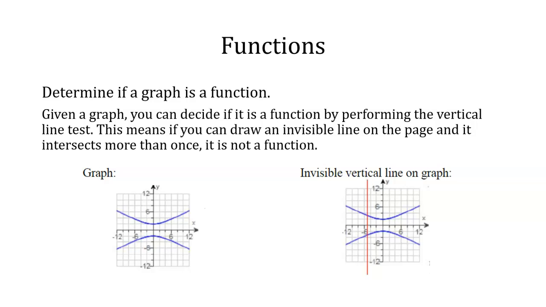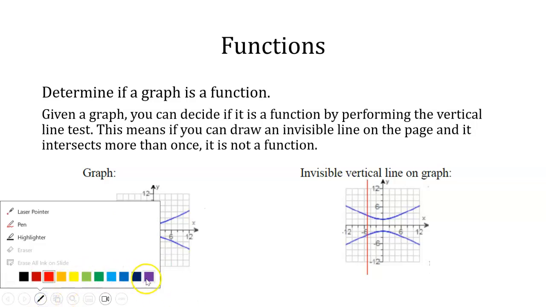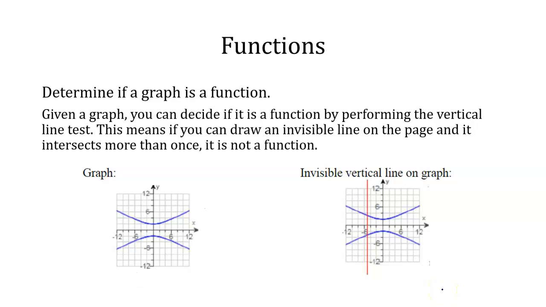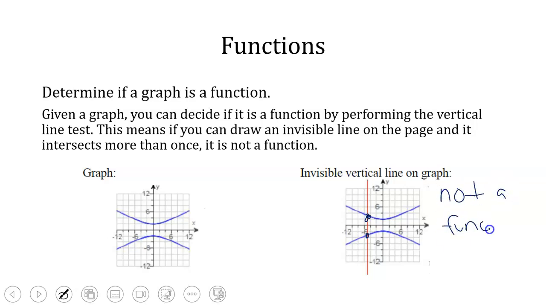So let's look at the first example. Here is the graph. And then look at the second, that's the invisible vertical line test. So draw a line through the x, and do you have 2 points? Yes. 2 x's repeating? Yep, they touch here and here. So that means that it is not a function.